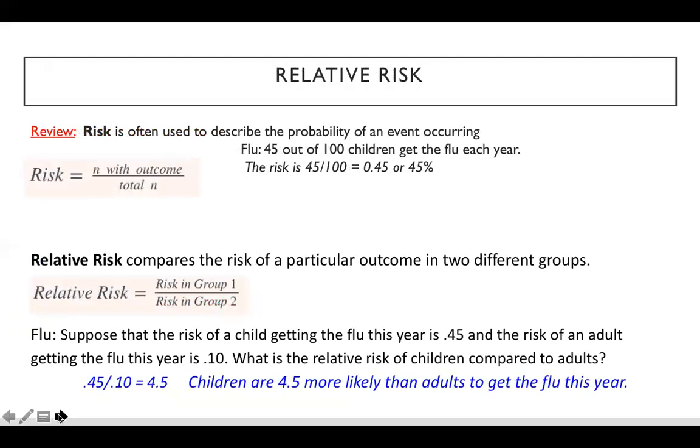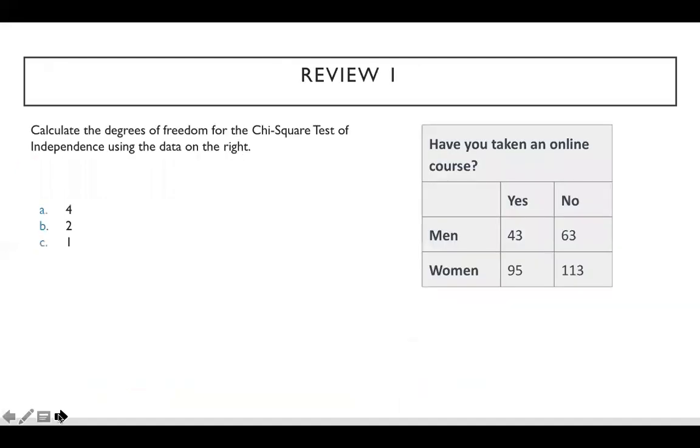So suppose that the risk of a child getting the flu this year is 0.45 and the risk of an adult getting the flu this year is 0.10. What is the relative risk of children compared to adults? So here we would take the risk of a child getting the flu, which we'll call our group 1, so that's 0.45. And then we'll divide that by the risk of our second group, which is 0.10, and we get 4.5. So we can say that children are 4.5 times more likely than adults to get the flu this year.